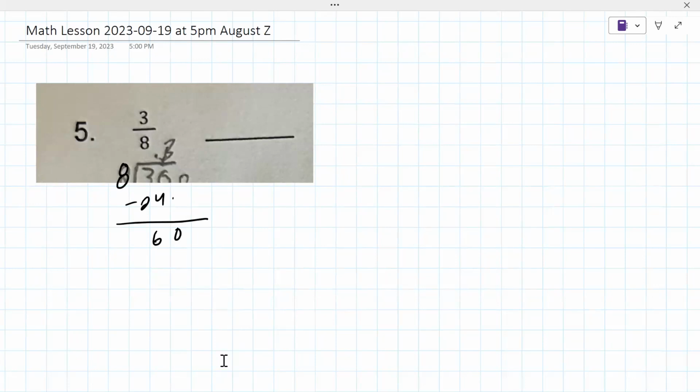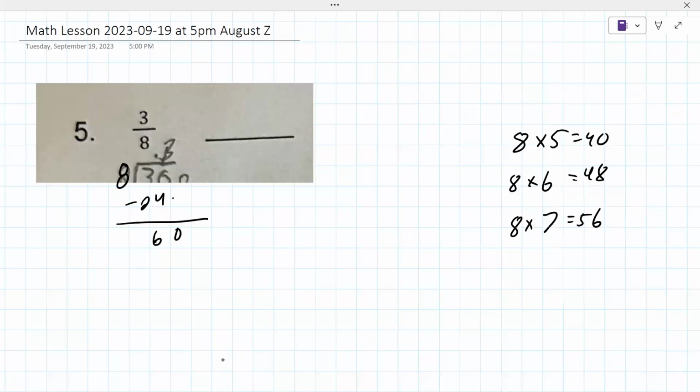Kind of. I mean, it doesn't go in evenly. 7.5? I don't know. So 8 times 5 is 40. So it's more than that. Yeah, 8 times 6 is 48. 8 times 7 is 56, right? Yeah. So then there's 4 more to get to 60. So it's got to be 7, because 8 times 8 is 64. So 7.